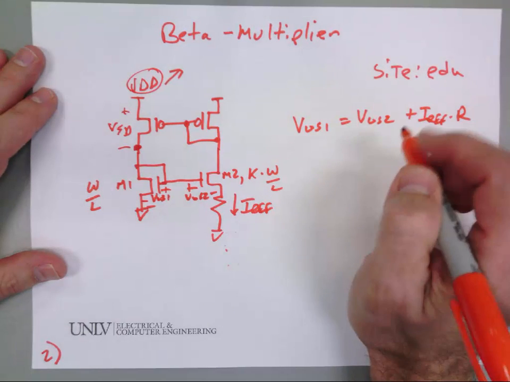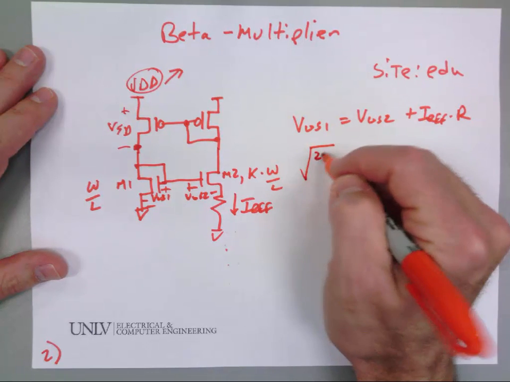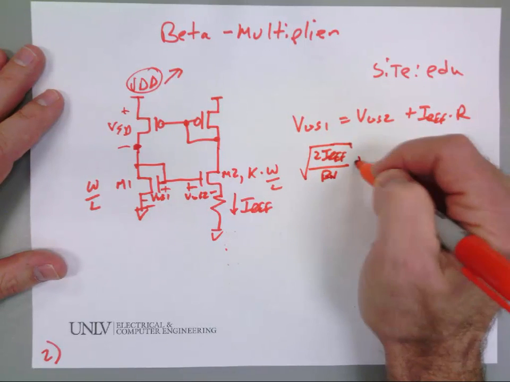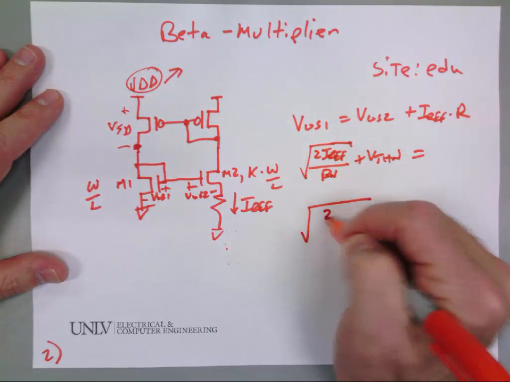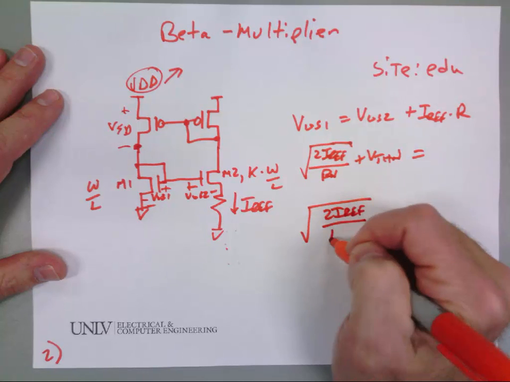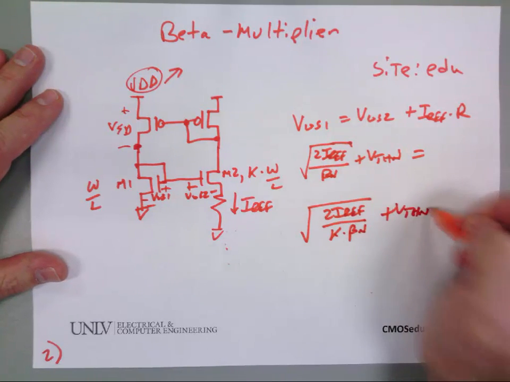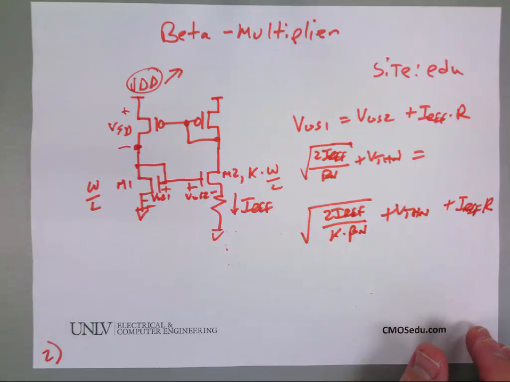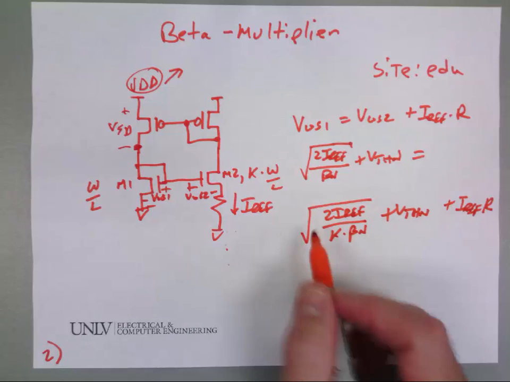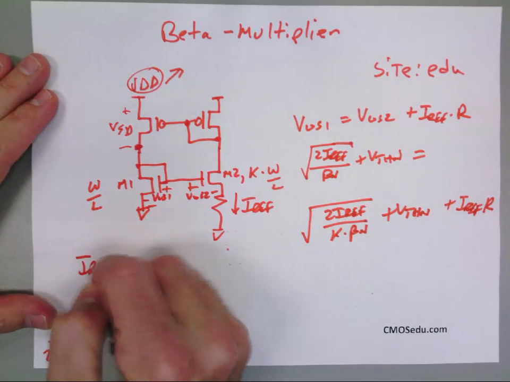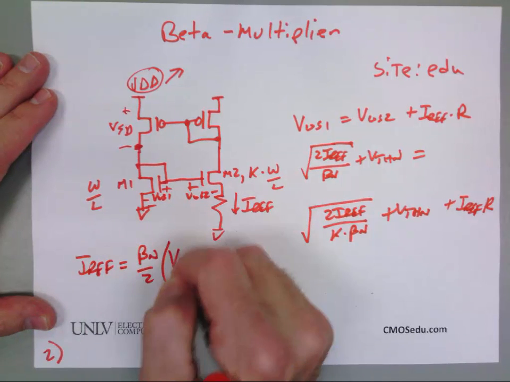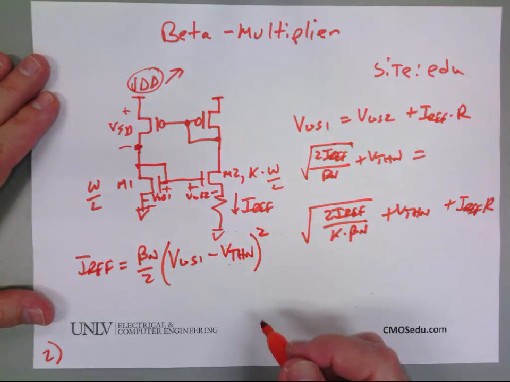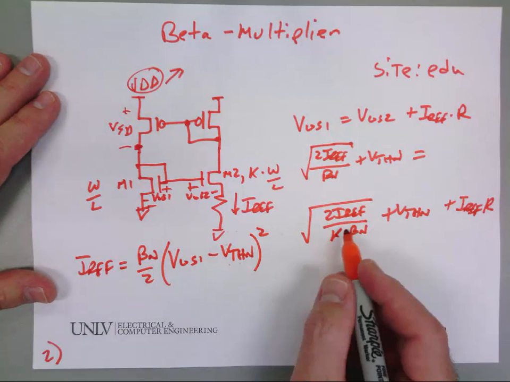Yeah, so would everybody be okay if I skipped a step and I wrote the following? 2 Iref divided by beta sub n plus V threshold n is equal to 2 Iref divided by k times beta sub n plus V threshold n plus Iref R. Okay, how did I get this? And I just solve for VGS.